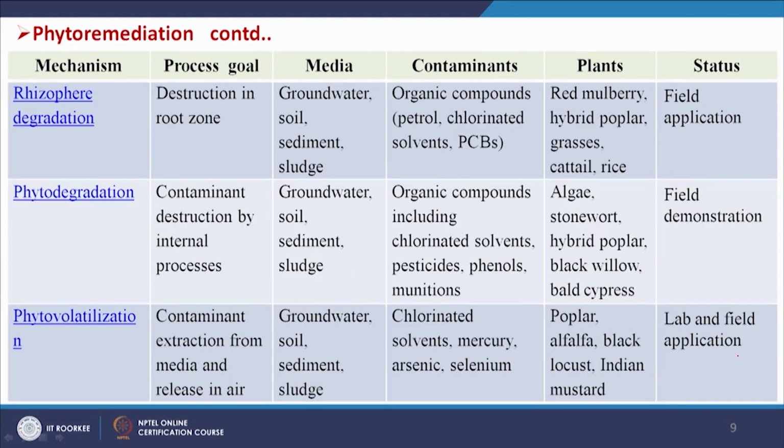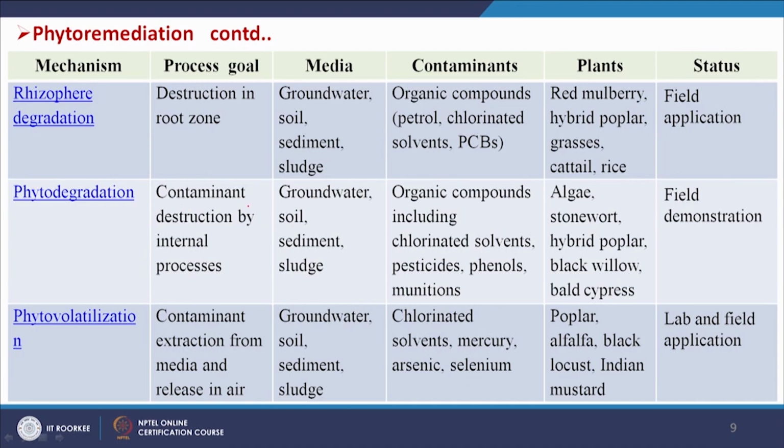Similarly, rhizosphere degradation, where destruction in the root zone is the main objective, that means detoxification will take place in the root zone. So, that is rhizosphere degradation, and groundwater, soil, sediment or sludge, any one can be used, and organic compounds are basically degraded in this process. Red mulberry, hybrid poplar, grasses, cattail and rice are some examples of plants which have been used in field application.